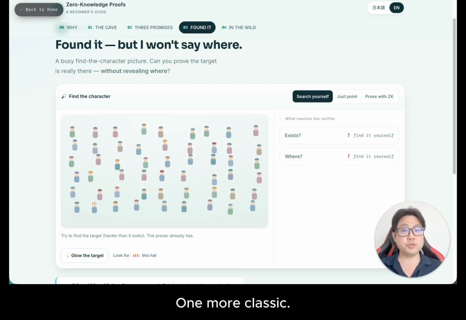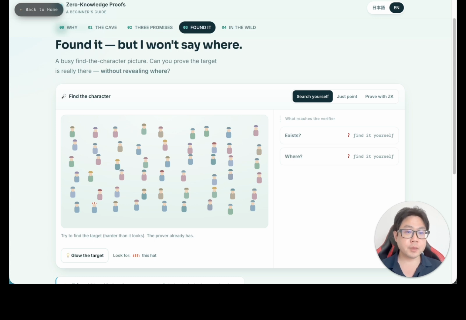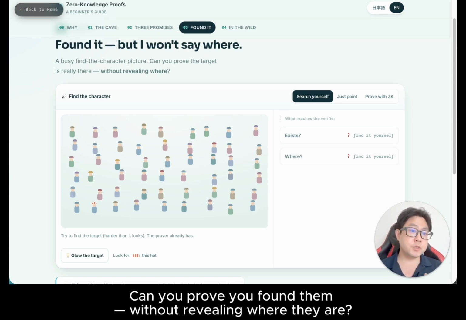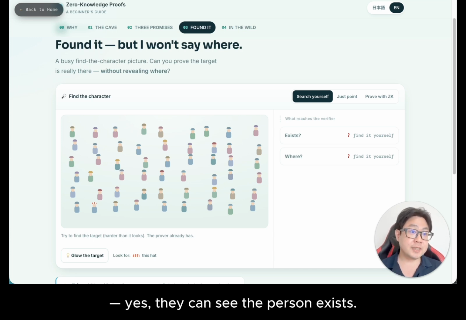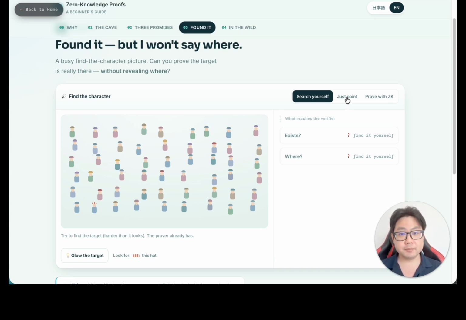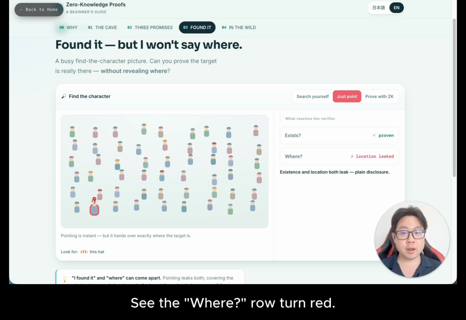One more classic. In this crowd, find the person in the striped hat. Can you prove you found them without revealing where they are? Just point and say, there. Yes, they can see the person exists, like this. But the location leaks too. See the where row turn red.